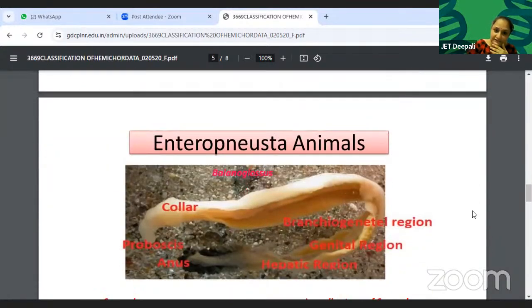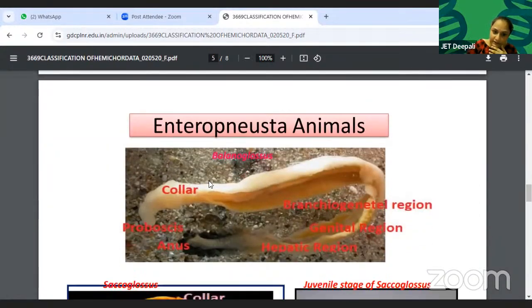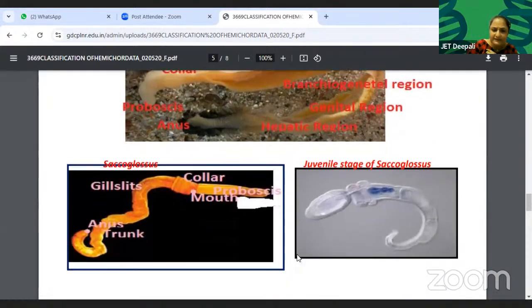Enteropneusta. See this, this is the diagram. This is the collar, this is the proboscis, this is the anus. This is the branchiogenital region, this is the genital region. This is the hepatic region, hepatic caeca are there. See, this is a juvenile stage of Saccoglossus. You can see the proboscis, collar, gill slits. You can see the mouth here, anus is here, and the rest of the trunk is there.